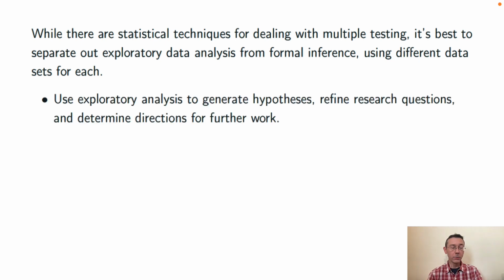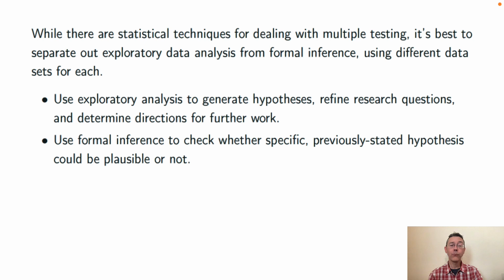Just to draw a little bit more attention to the distinction, you should use exploratory data analysis to generate hypotheses, refine your research questions, and determine directions for further work. All very important things. Use formal inference to check whether specific, previously stated hypotheses could be plausibly due to random chance, or whether those hypotheses are likely due to something actually happening distinct just from random chance.